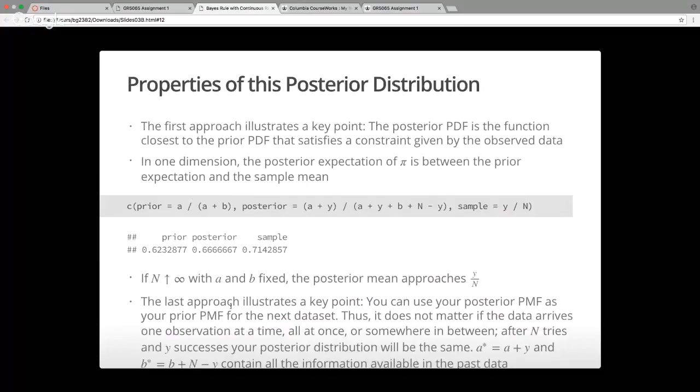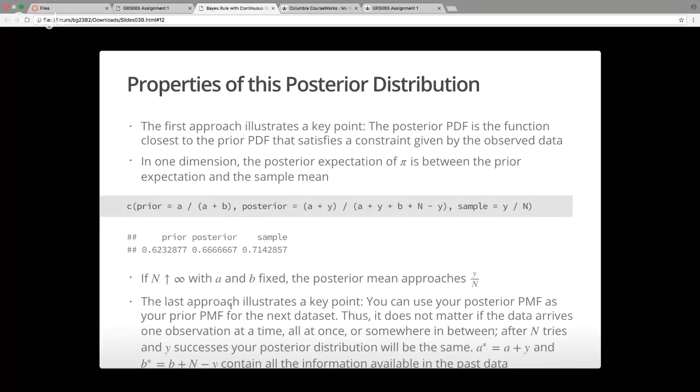So a few key points here. One is that this idea of drawing from the prior predictive distribution and then seeing when it satisfies a constraint underscores a key property of Bayesian analysis, that the posterior PDF is the function that is closest to the prior PDF, but that satisfies a constraint given by the observed data, namely that 5 people were cured out of 7 people who were exposed and took the drug. So you can see it as an optimization problem, but an optimization problem for functions rather than for points.